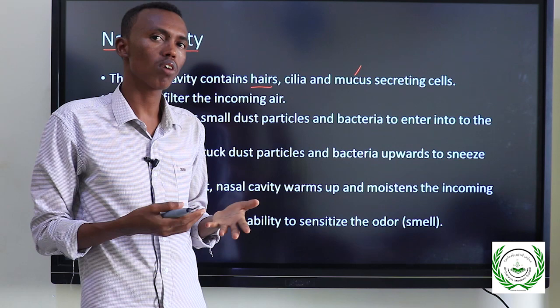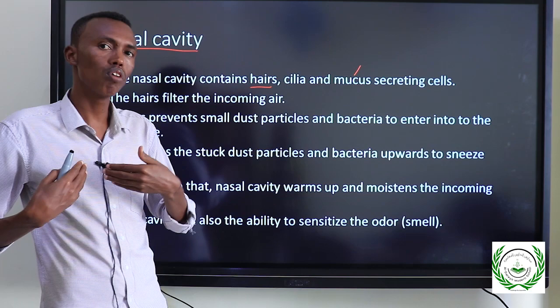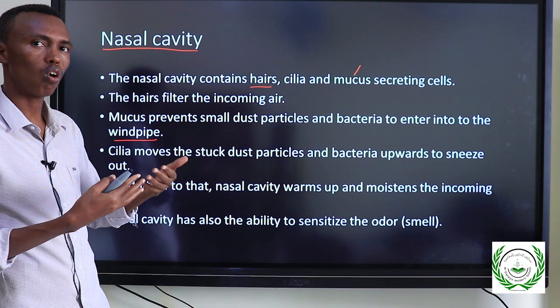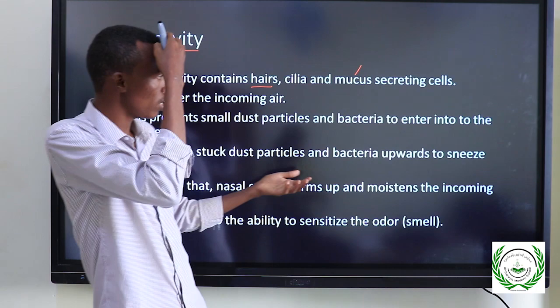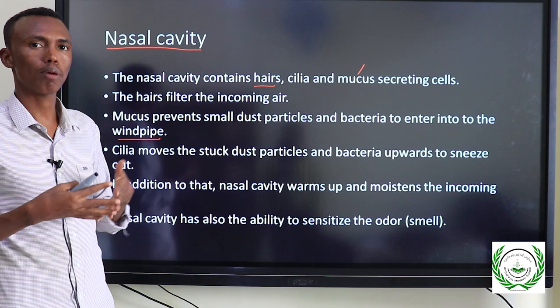Cilia move the stuck dust particles. When mucus traps the substance, it should then be moved from the nasal cavity to the outside. The cilia do that function. The cilia move the stuck bacteria or dust particles upwards to sneeze out. Cilia are small hair-like structures that help move the bacteria and things the nose has caught outward, so that they are then sneezed out.